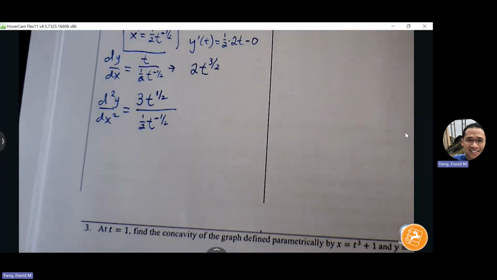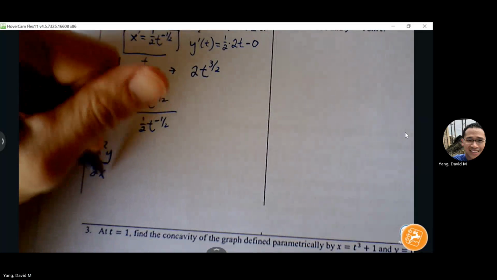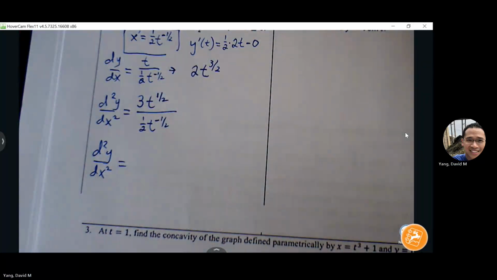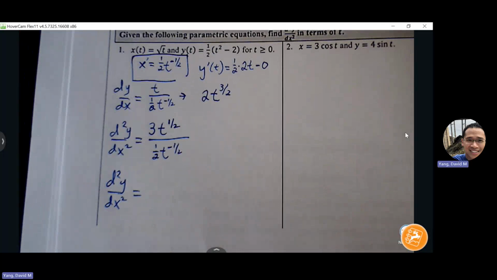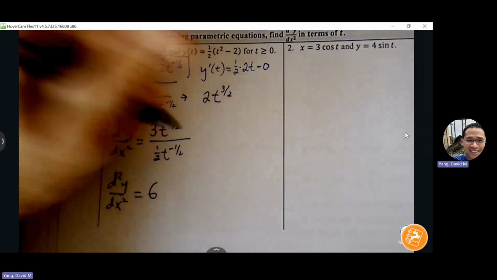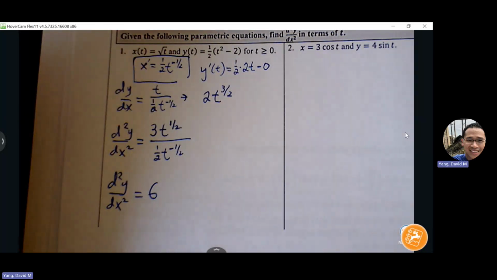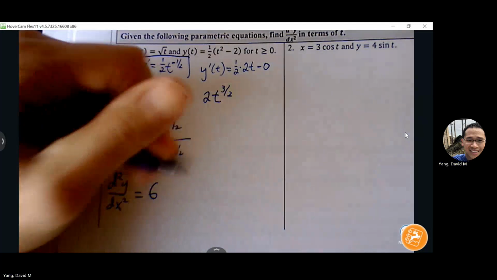Okay, so now we can clean this up, and this will give us our second derivative. Dividing by 1/2 is the same thing as multiplying by 2. I can subtract the exponents, or I can move that negative 1/2 up as 1/2 and add those together to get 6t.